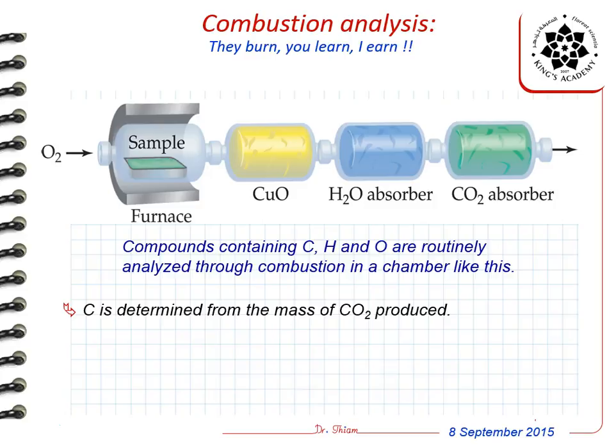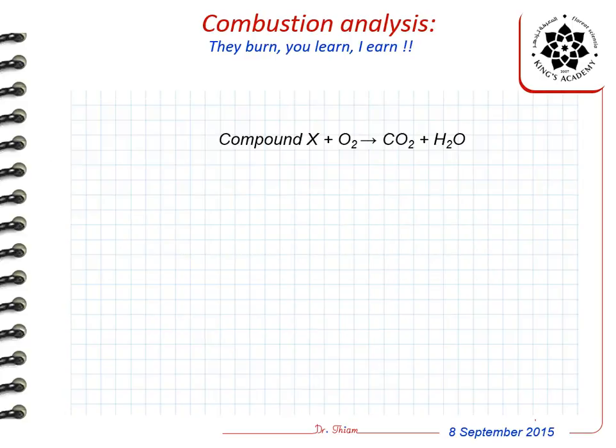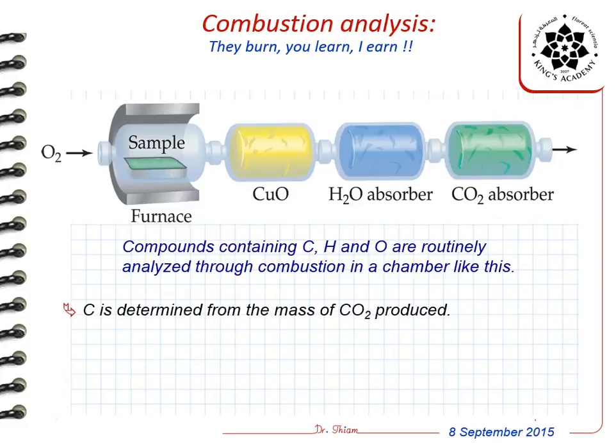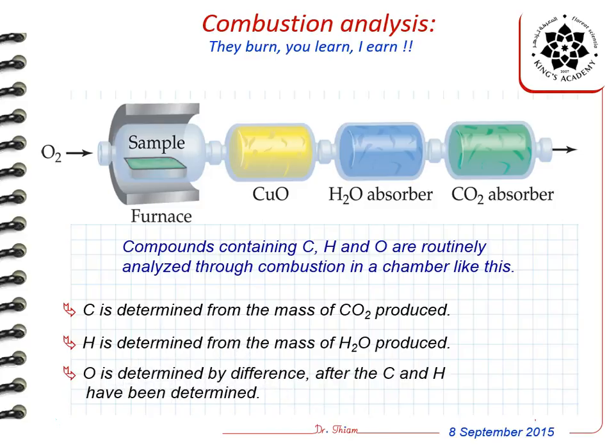How do we determine the amount of carbon? It is determined by the amount of CO2 produced. If you remember, we said that we will assume that we have a compound that when burned produces carbon dioxide and water. So the amount of carbon is determined from the CO2, the amount of hydrogen is determined from water, and the amount of oxygen is determined from the difference between the mass of the sample and the mass of the carbon added to the mass of hydrogen.